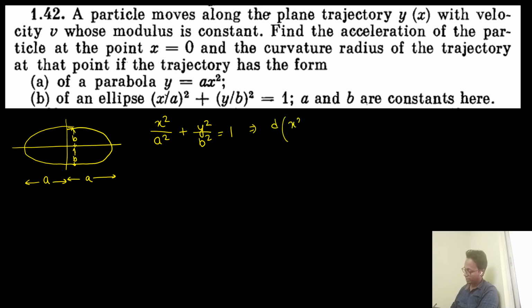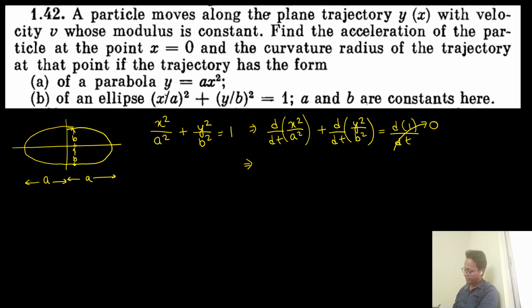dx square by a square divided by dt plus dy square by b square divided by dt is equal to d of 1 by dt. Okay, why do we do that? To find out the velocity. And why do we need to find out the velocity? To find out the acceleration. So 1 is a constant, so differentiation of any constant is equal to 0.